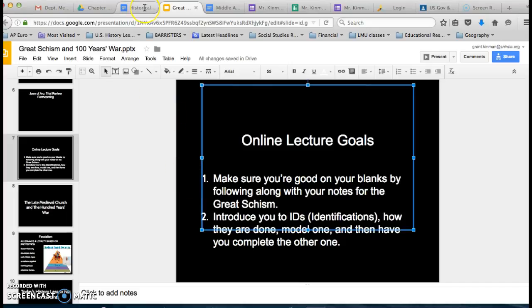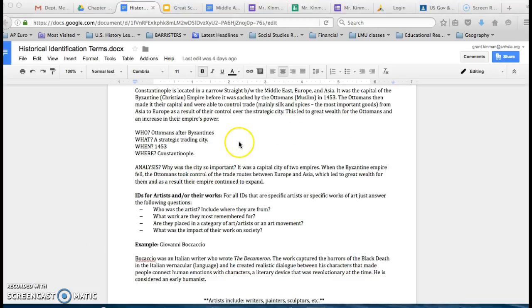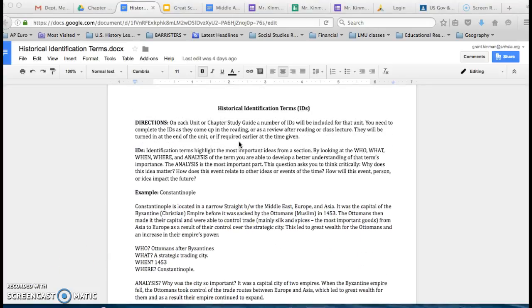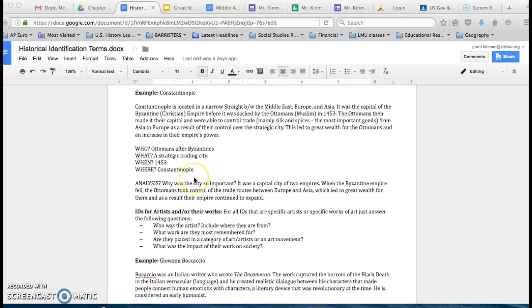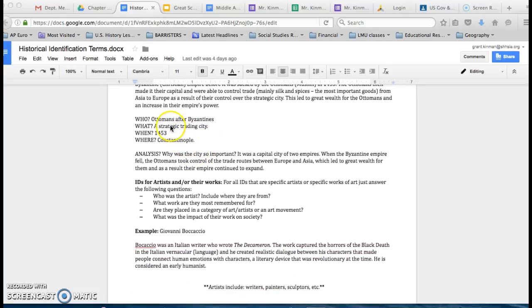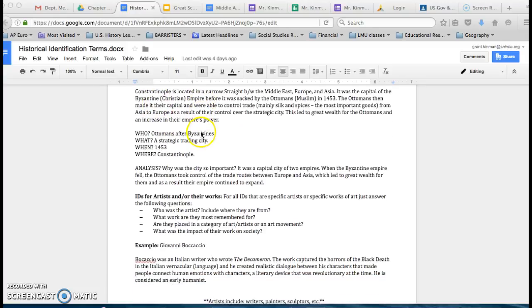So let's take a look at that sheet that I gave you today in class. So please take that out. Okay, and I just want to look at the example on the next page and talk about what an ID is. You've done IDs in the past, I'm pretty sure, with myself or Miss A, but basically you're looking at who, what, when, where of one of the big ideas from a unit, okay?